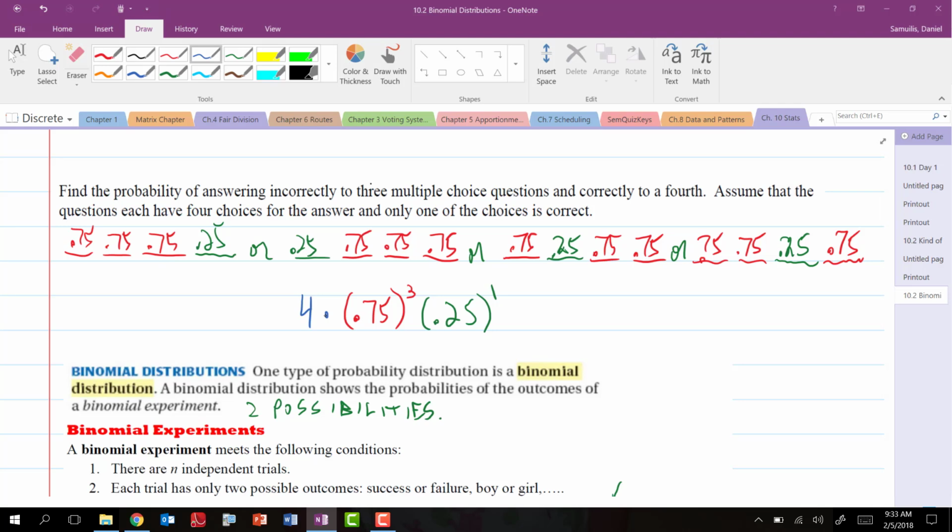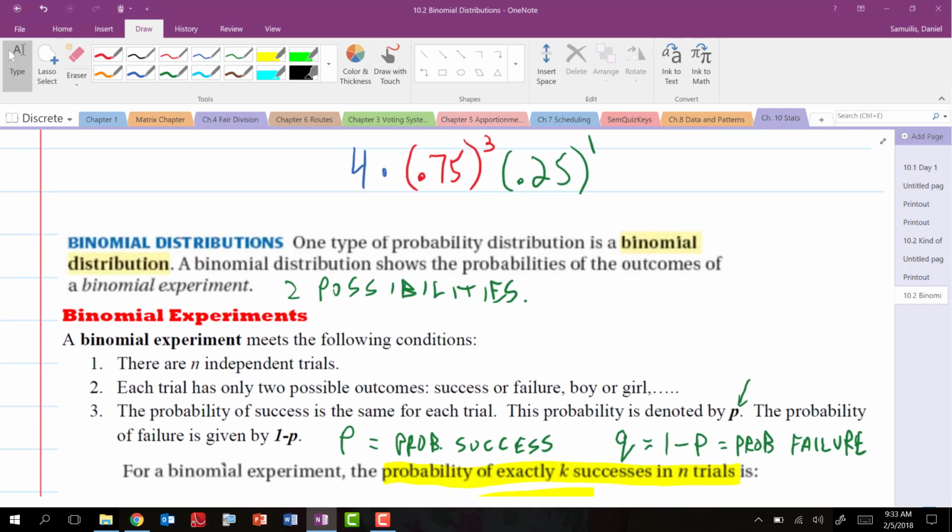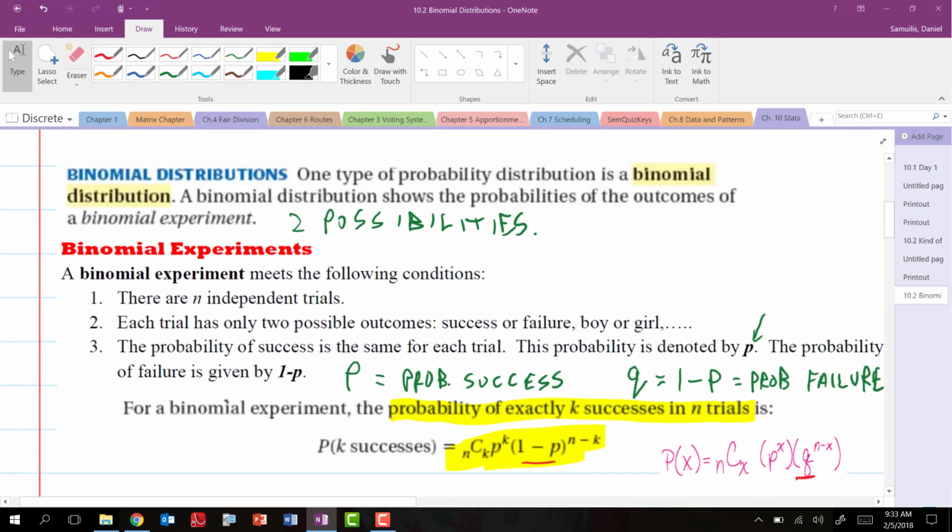Well, this is called a binomial distribution. Can everyone say binomial distribution? Isn't that fun?